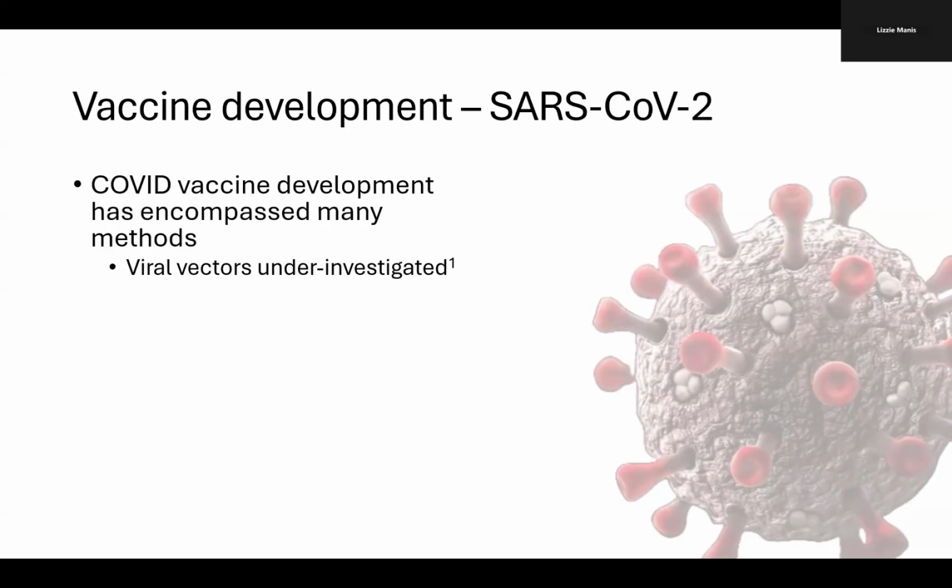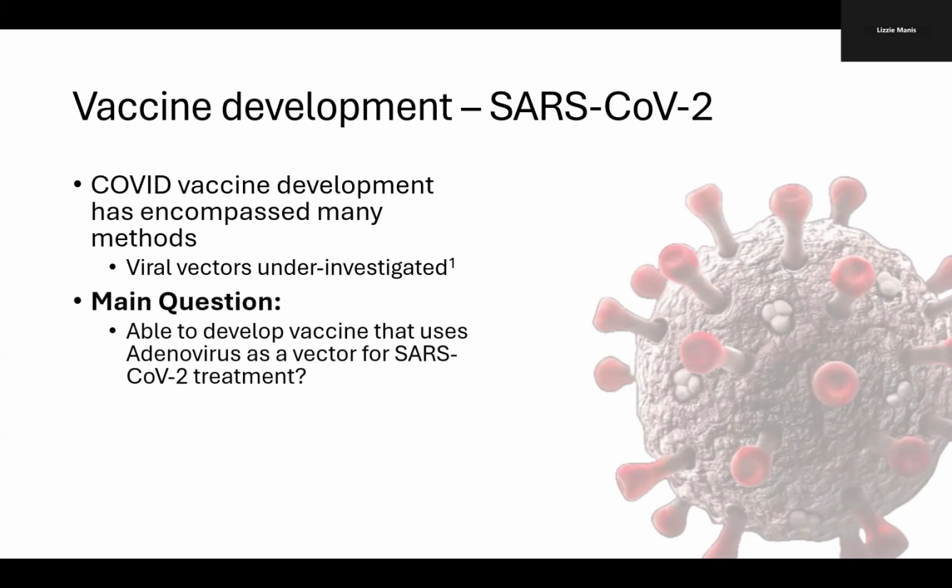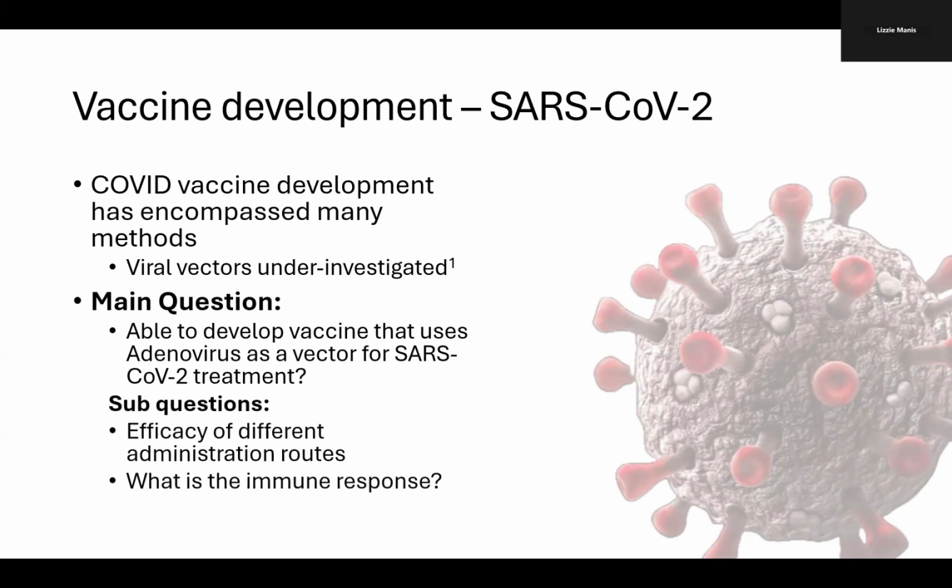High rates of mutations can lead to decreased vaccine efficacy and higher mortality and morbidity rates, which necessitate new vaccine formulations. Vaccine development for COVID has utilized many different methods, commonly RNA vaccines and recombinant protein subunit vaccines, but investigators wanted to see if they could use viral vectors, as these have been comparatively under-investigated. So they aim to design an adenovirus type 5 vector vaccine for COVID-19 treatment with sub-questions, should that vaccine be successful, in the efficacy of different administration routes and the type of immune response that was activated.